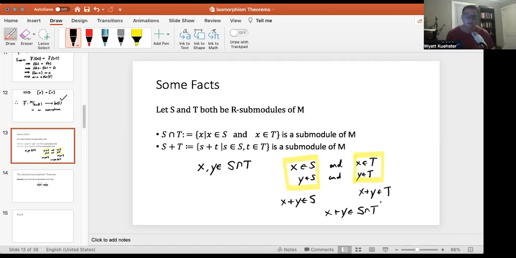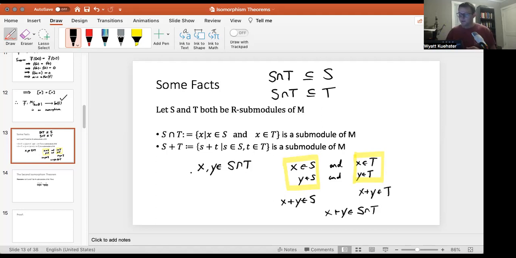And it proceeds similarly if you want to take scalar multiplication as well. You can do the scalar multiplication in S, you can do it in T, you get something that's in both S and T. And so S intersect T is a submodule. It's a submodule that's contained in both S and T. So S intersect T is contained in S, and S intersect T is contained in T. So I can take two submodules and I can get a submodule that's contained in both.